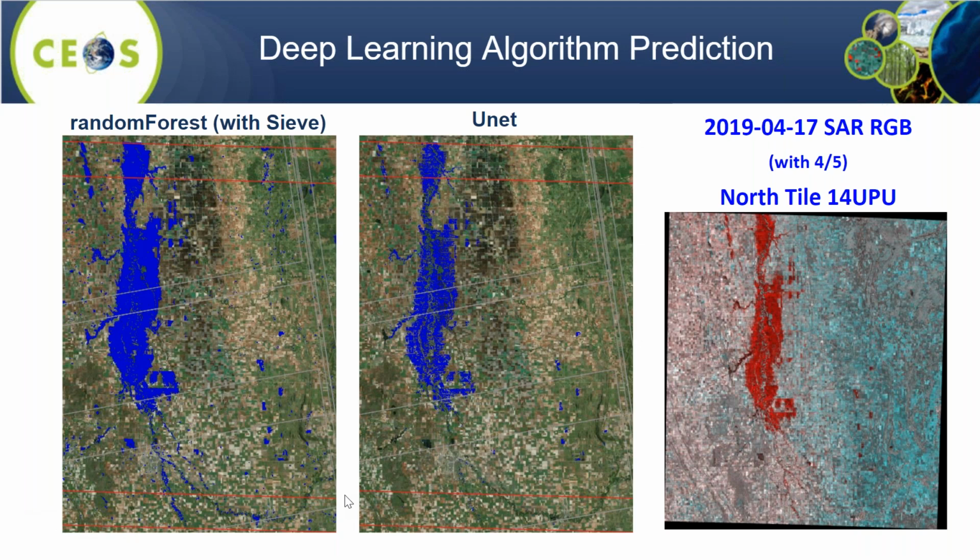As you see, it's actually matching quite well with the RGB that we were seeing earlier of where the flood extents were occurring on this April 17th in 2019. In this case, the random forest seems to be performing slightly better than the deep learning algorithm. We're still in the process of training these algorithms, so we hope to improve performance on both of the algorithms. Next slide.